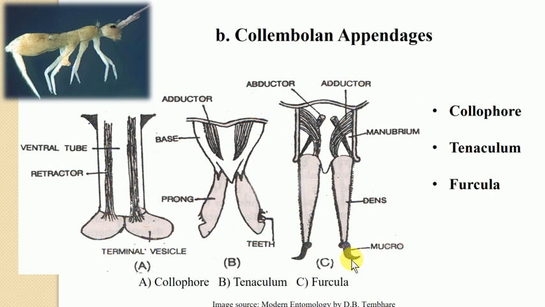This distal short segment is referred to as the mucro. So in this way, the furcula consists of the basal region known as the manubrium and a pair of processes, the long segment and the short segment. The long segment is referred to as the dens and the short segment as the mucro. The manubrium is also innervated by two pairs of muscles, the flexor muscles and the extensor muscles. These flexor and extensor muscles are also known as the abductor muscles and the adductor muscles.